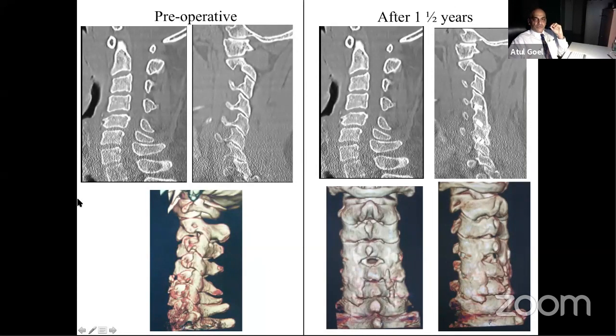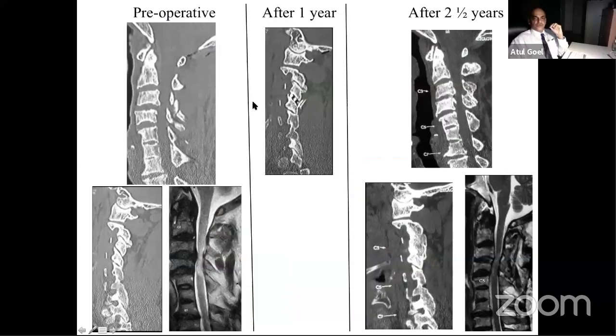This is another beautiful case. You carefully see this case. You see here, this is the degenerative spine. This is the facetal articulation. And after 1.5 years, you see there is a fusion of the whole area. And this is a fusion of the facetal articulation. You see bone arthrodesis. This is preoperative. You see there is listhesis of the facets, and there is stabilization of the facet and arthrodesis. And there is preservation of the neck movement.